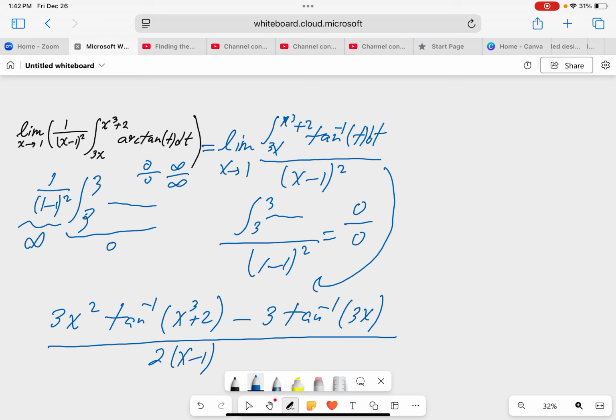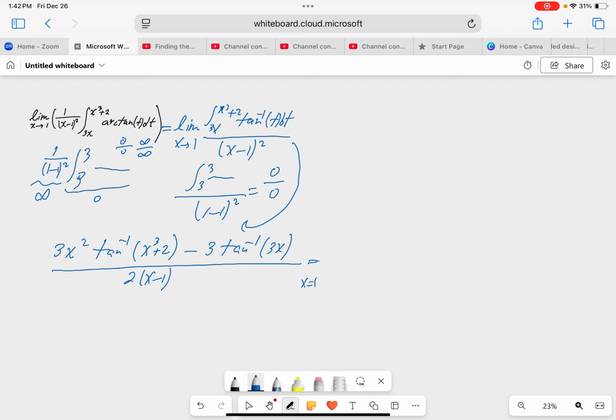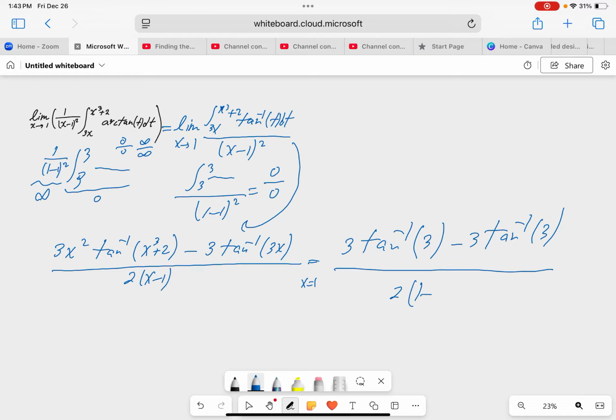So now we can plug in the x with 1. So if I do that, I'm going to put here x equal 1. So I will get, let's make it a little bit smaller so everything can fit. So this becomes 3. I'm going to have inverse tangent of 1 to the power of 3 is 1. 1 plus 2 is 3. And then this one is going to be 3 times inverse tangent of 3 times 1, which is 3. All right. And then this one is going to be 2 times 1 minus 1.